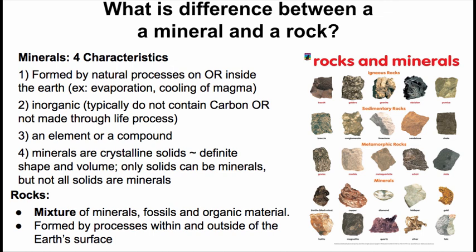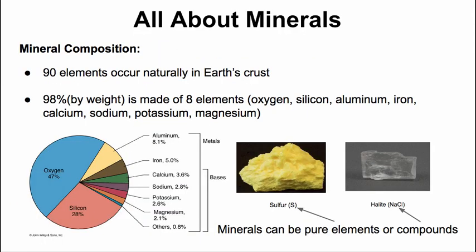Now when you have rocks, rocks are different because they're mixtures of things. So they're mixtures of minerals, fossils, and even some organic material. Rocks can be made from living things or things that were once living. A similarity between rocks and minerals is that they're both formed by processes within or outside of the Earth's surface. So now we're going to spend some time and talk just about minerals.